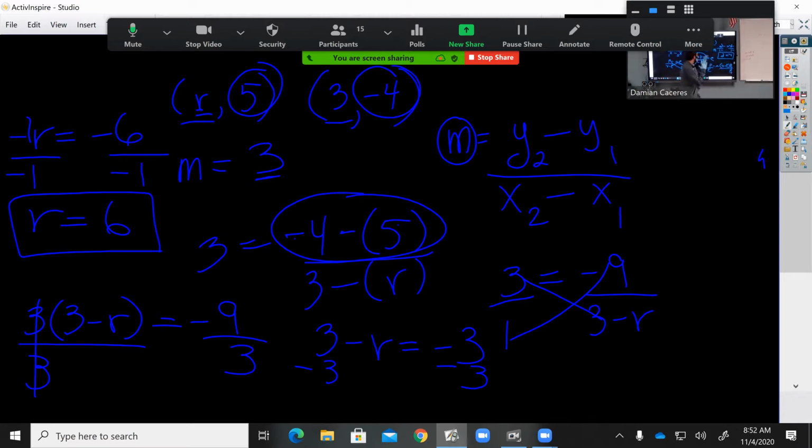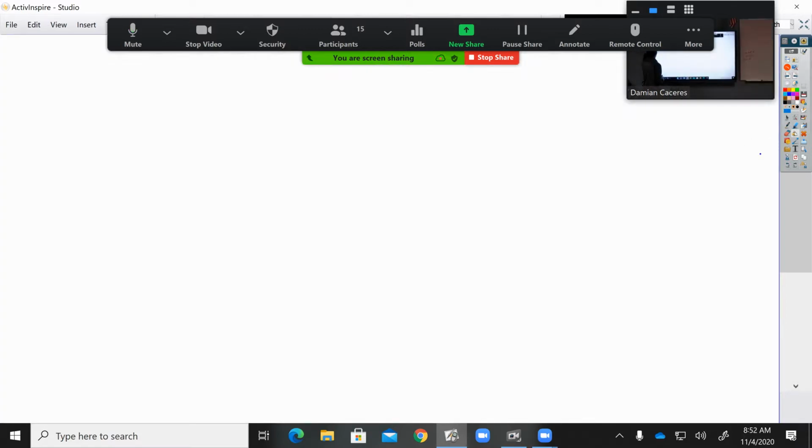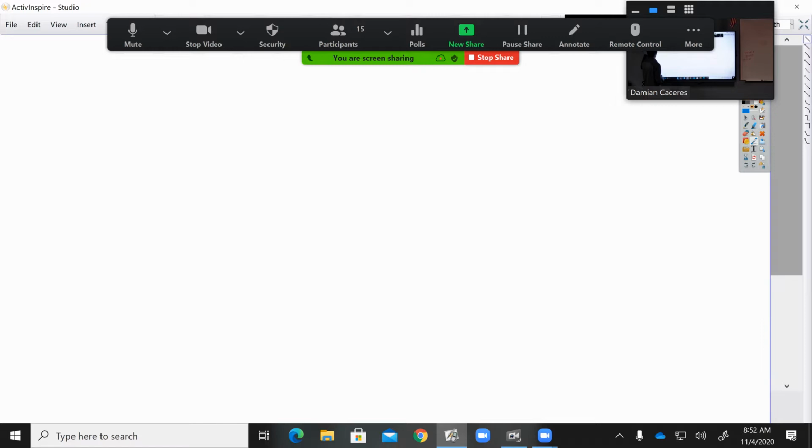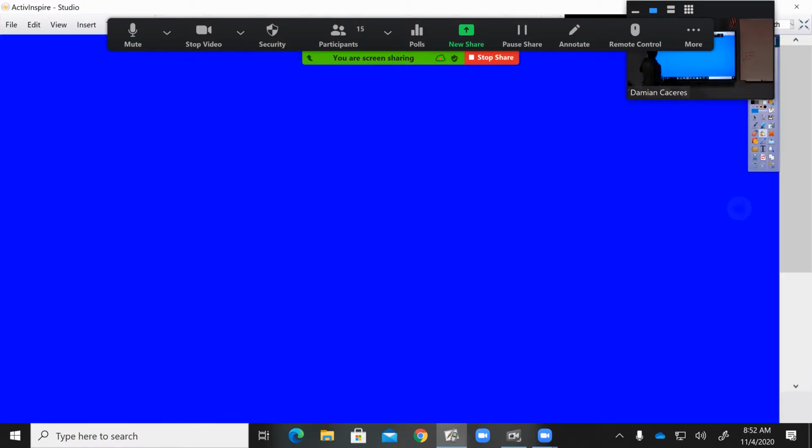So use those same exact steps to try the next one on your own. The next one, 0, comma, -2, r, comma, 4, and the slope is 2. Try it on your own.